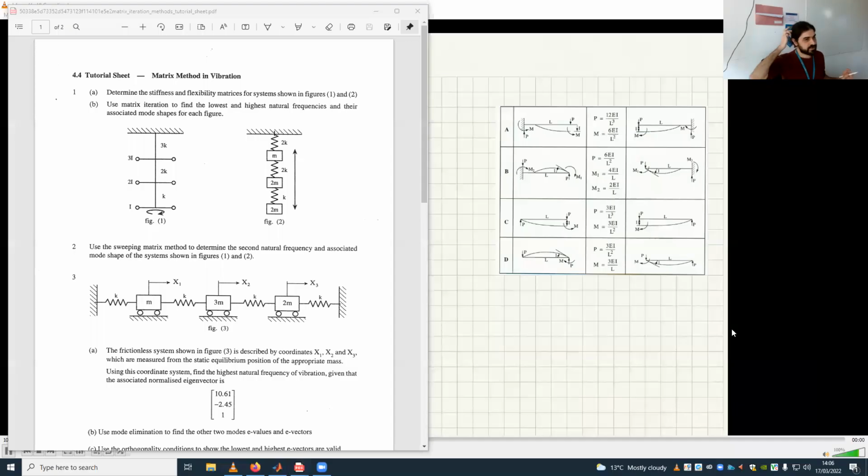All right, week 9 tutorial. Let's start with the matrix iteration method. I will start with question 1. We'll do just this one. This one is very similar. You do this on your own.